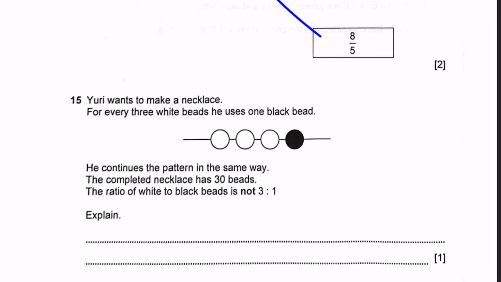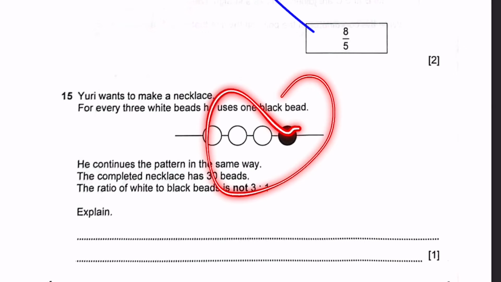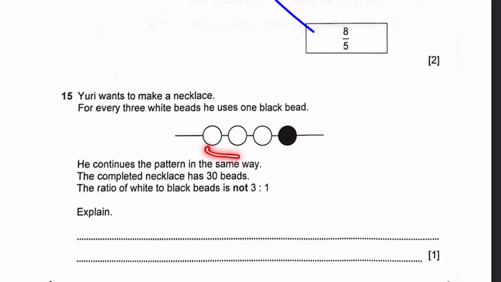Question 15. Yuri wants to make a necklace. For every 3 white beads, he uses 1 black bead. He continues the pattern the same way. The completed necklace has 30 beads. The ratio of white to black beads is not 3:1. Explain. So, according to his pattern, it's supposed to be 3:1, right? 3 white, 1 black, 3 white, 1 black, continue. So, it'll be 3, 1, 3, 1, like that.